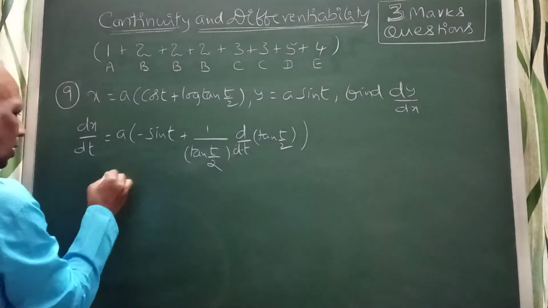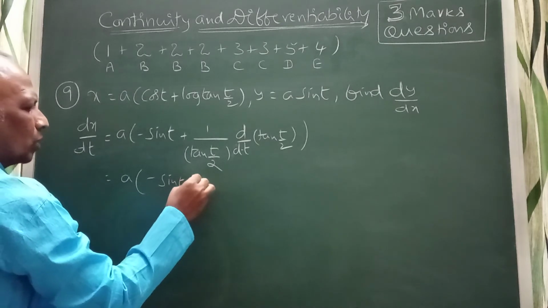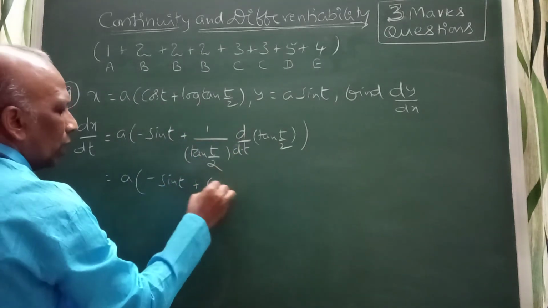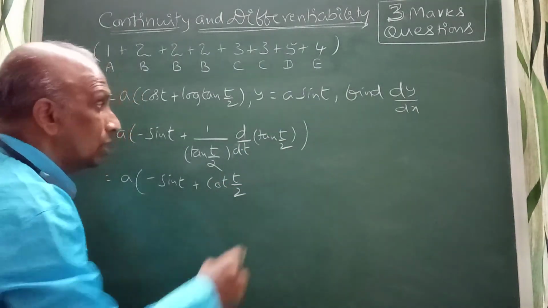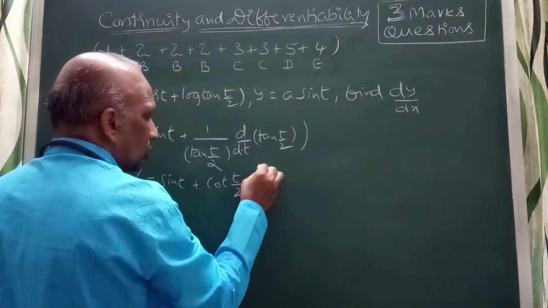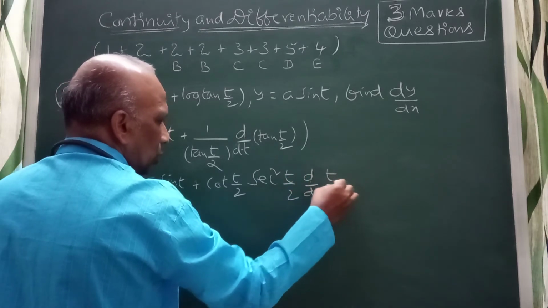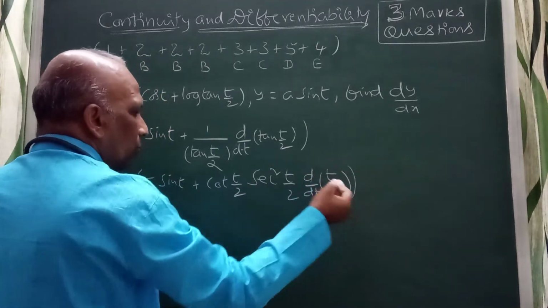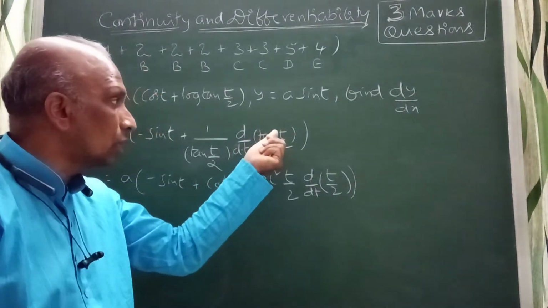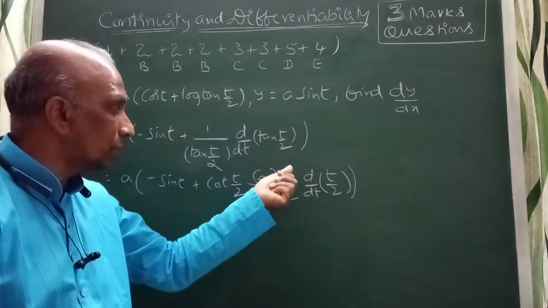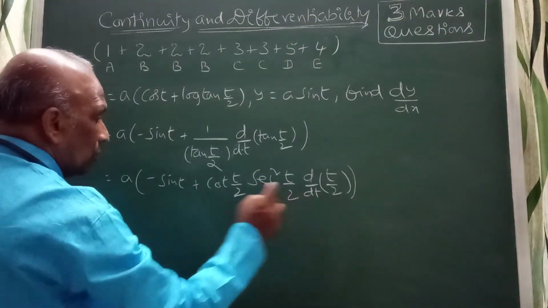Now you can see here, I can write a into minus sin t plus, 1 by tan t by 2 is cot t by 2, right? This is cot t by 2 times the derivative of tan t by 2. Derivative of tan theta is secant square theta. But this is not theta, this is t by 2, so it is secant square t by 2 into d by dt of t by 2. That is only the chain rule. Be careful, habitually they may write d by dx, but be careful, d by dt.